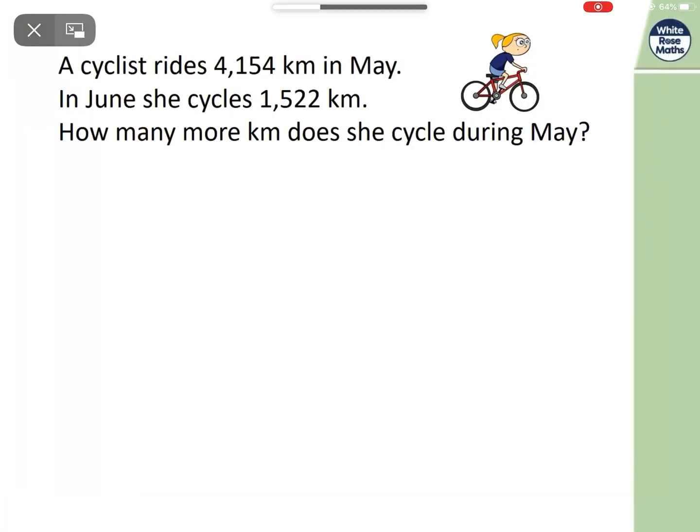Today we're going to start with a problem. A cyclist rides 4,154 kilometres in May. In June she cycles 1,522 kilometres. How many more kilometres does she cycle during May? Let's use a bar model to represent our problem.